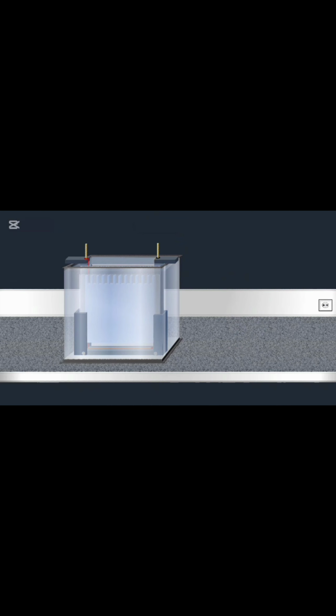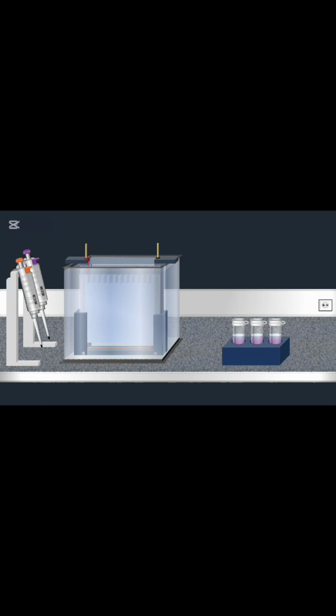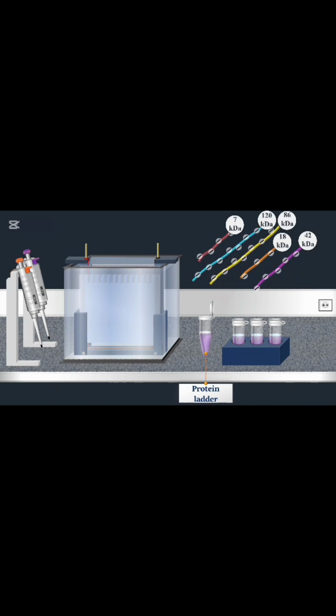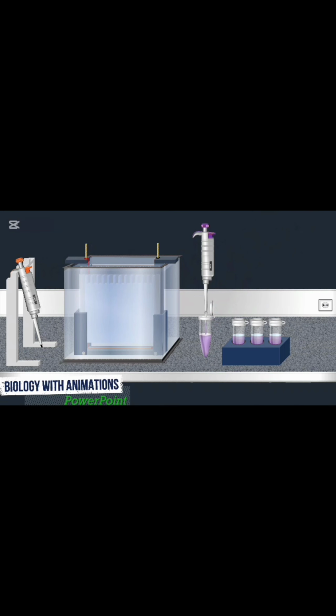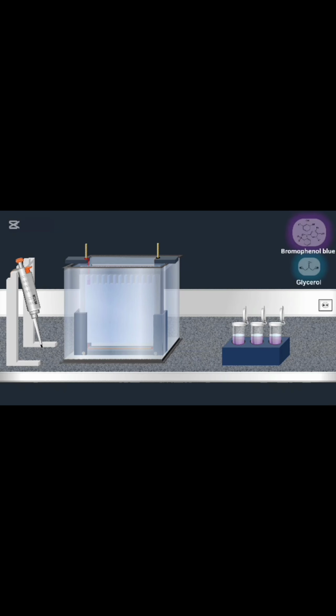SDS is also present in the gel and running buffer to make sure that once the proteins are denatured, they stay that way throughout the run. For sample application, in addition to samples, a molecular weight size marker is usually loaded into the gel. This consists of proteins of known sizes and thereby allows the estimation of the size of proteins in the actual sample, which migrates in parallel in different tracks of the gel.